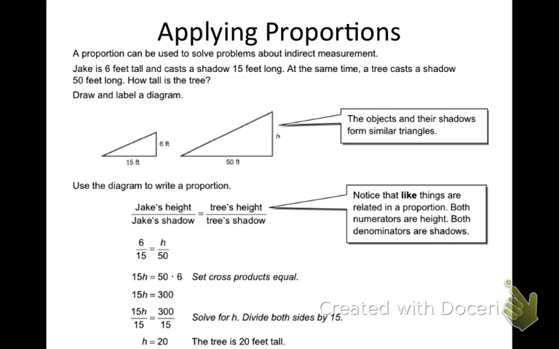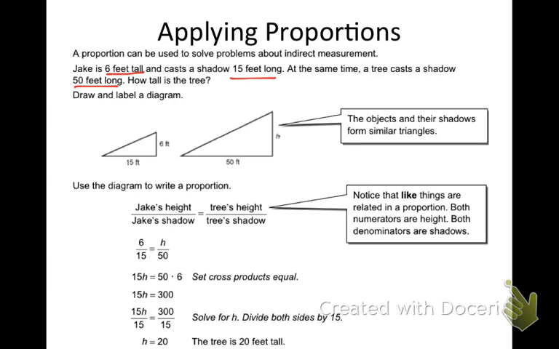Here we go. The last thing we're talking about today is applying proportions. We can apply proportions to story problems. For example, a proportion can be used to solve problems about indirect measurement. Jake is 6 feet tall and casts a shadow 15 feet long. At the same time, a tree casts a shadow 50 feet long. For instance, we don't always have the capability to measure really tall objects. So what do we use? We use indirect measurement, and we can get an approximate height there.